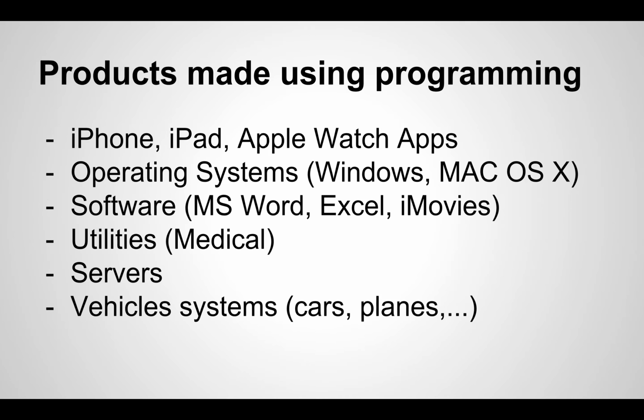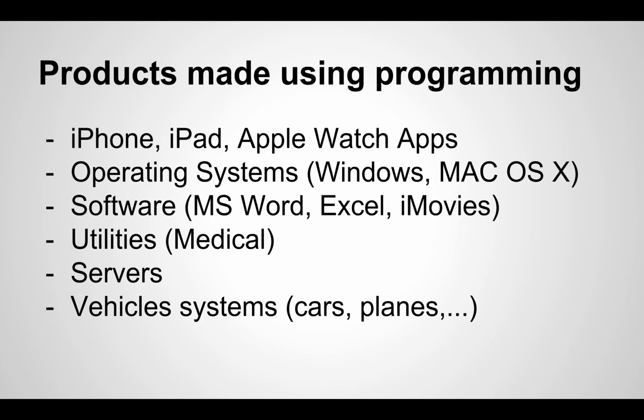So you have the iPhone, iPad, and the Apple Watch apps. The operating systems such as Windows 8, Windows 7, and so on. Mac OS X or Yosemite, Snow Leopard, and so on. Software: Microsoft Word, Excel, iMovie, GarageBand. These are all software. Utilities, especially in medical, it could be a heart rate monitor, for example. Servers, where all your data is getting stored online. Let's say for Facebook, there are ranges of servers that use programming to make those servers.